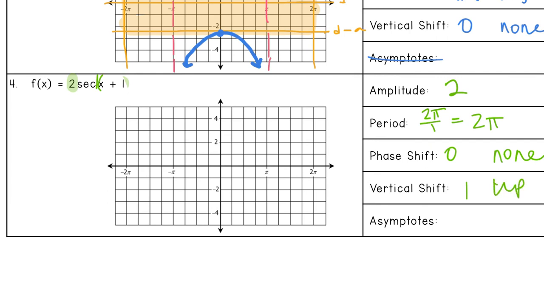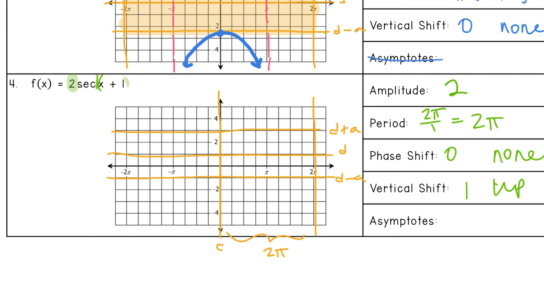Okay, so let's work backwards. Starting from the center, we're going 1 up. So we're going to start here. There is no phase shift, so it's going to start at 0, so right down the center, that's where it's going to start. Period is 2 pi, so if I'm starting from the center, I just need to go 2 pi away, so it's going to end here. So we're just making sure that that area is 2 pi. And then amplitude is 2, so you need to add the amplitude, so 2 up, and subtract the amplitude, 2 down.